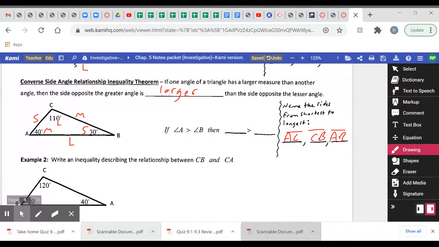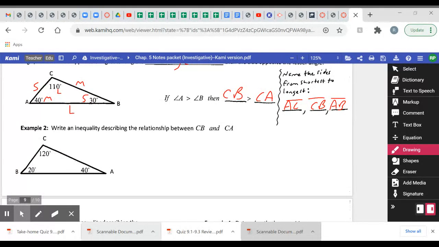All right, then this other inequality we can fill in. It says if angle A is greater than angle B, then what's something true we could say about that? And we can say for sure that we know CB then has to be greater than CA based on that. Okay. Now, if you look at example 2, it says write an inequality describing CB and CA.